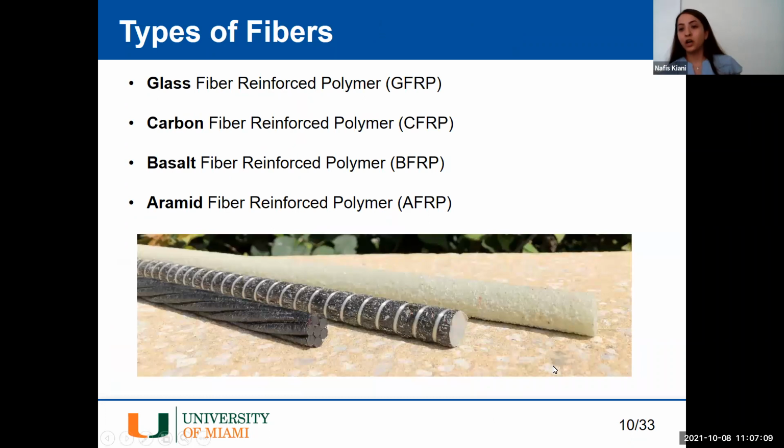So there are different types of FRP bars: the glass FRP, the carbon FRP, the basalt FRP, and the ceramic. They are very different based on the type of the fibers. They have different strengths and mechanical properties.